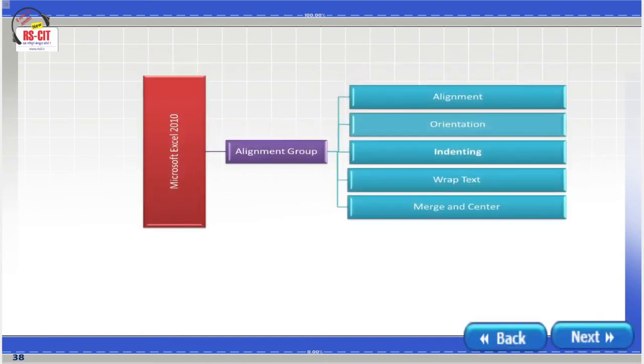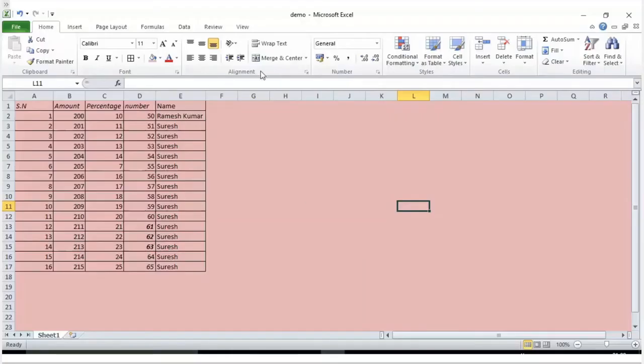Alignment group commands. Change text alignment in Excel. In Excel 2010, the text or contents of a cell can be aligned vertically and horizontally. By default, text of a cell is left aligned and numbers are right aligned. All cells use bottom align also.